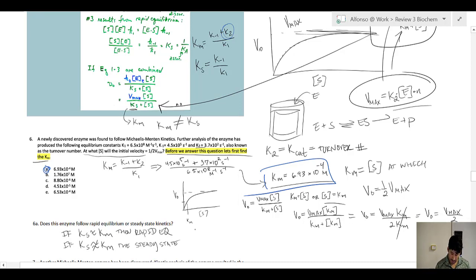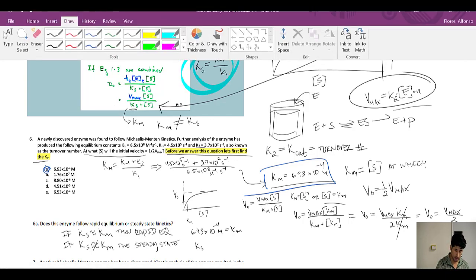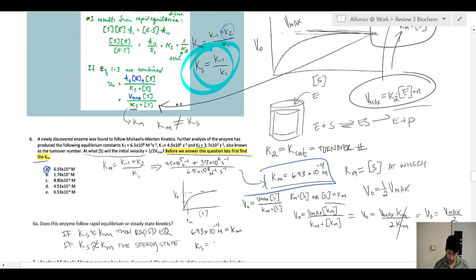So we know our Km is 6.93 times 10 to the negative fourth molar. That's our Km. Our Ks, that equation is over here. That one. So Ks is equal to 4.5 times 10 to the negative fifth inverse seconds over 6.5 times 10 to the eighth inverse molar inverse seconds. So what number do you get when you calculate Ks?